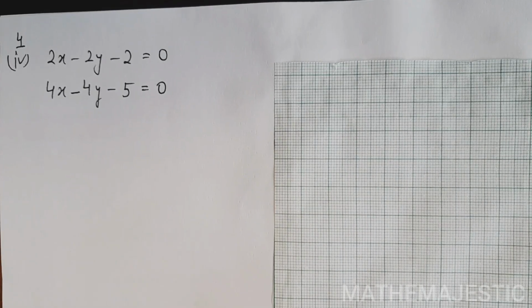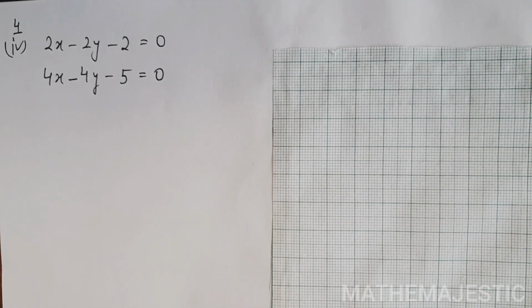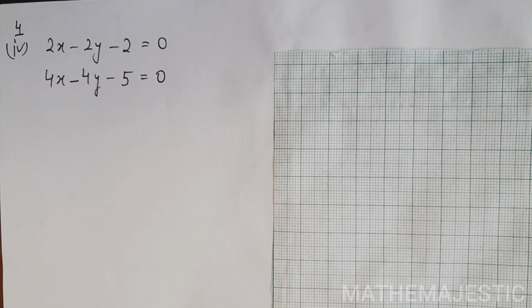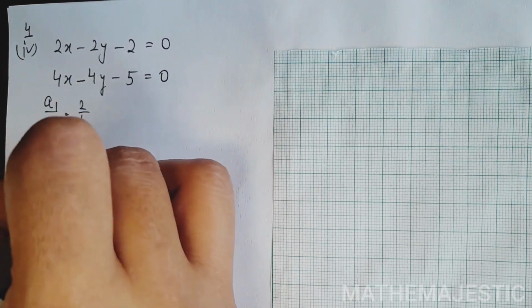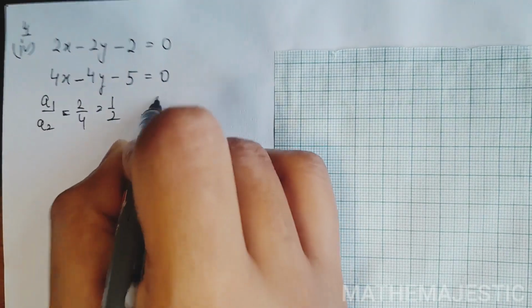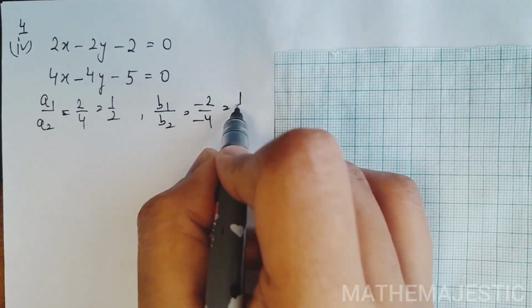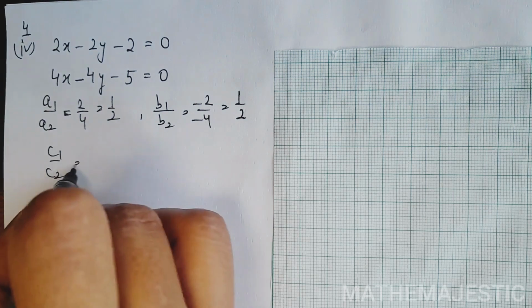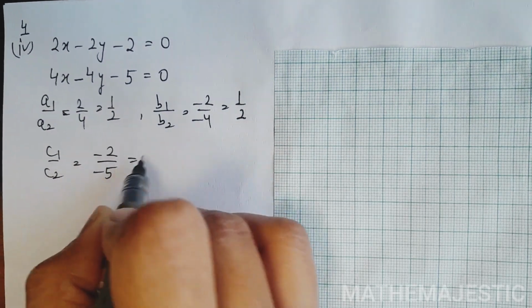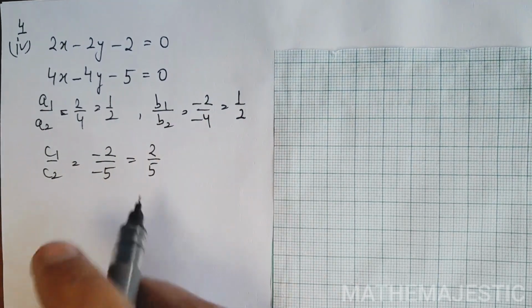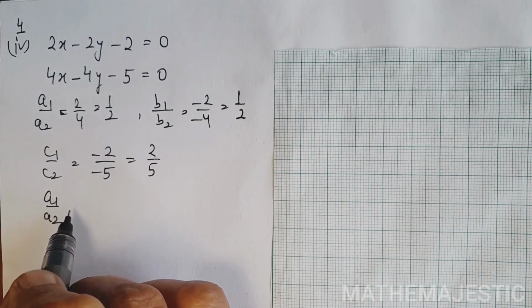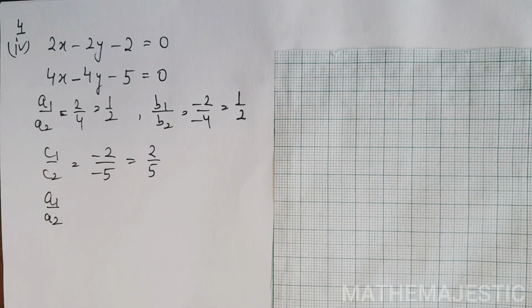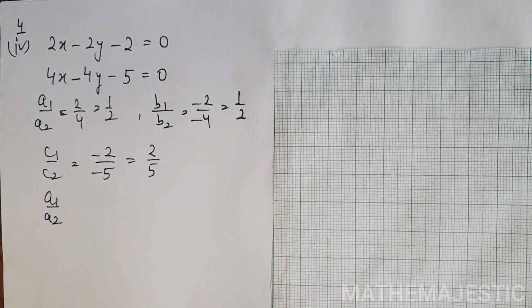Fourth part: 2x minus 2y minus 2 equals 0, 4x minus 4y minus 5 equals 0. First we will do it in a similar manner. A1 by A2 is 2 by 4, that means 1 by 2. B1 by B2 is minus 2 by minus 4, that is 1 by 2 again. C1 by C2 is minus 2 by minus 5, that is 2 by 5, which is not equal to both of them. That means if the first two ratios are equal but the third one is not equal to them, the system of equations will have no solution.